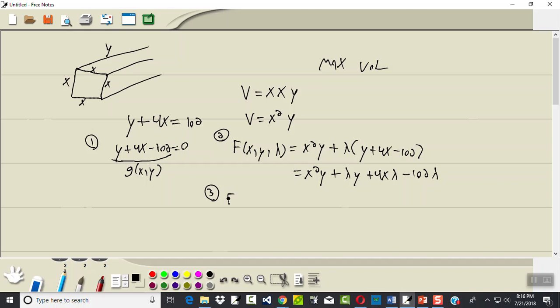Okay. Then we want to find the partial with respect to x. So I'll treat the y and lambda as constants. Y is a constant. So the derivative of x squared is 2x. And then I'll throw the y on. This does not have an x, so the entire thing is a constant. The derivative of a constant is 0. Here we got 4x lambda. So x is our variable we're working with, so this will be 4 lambda. And that goes to 0.